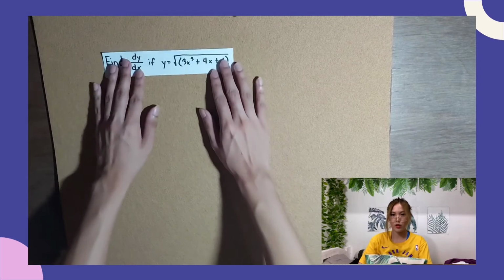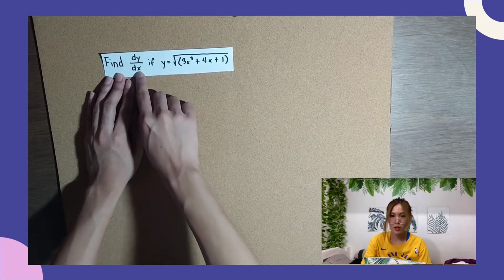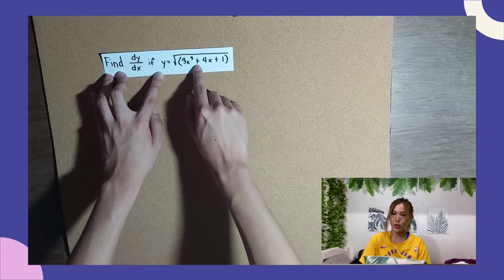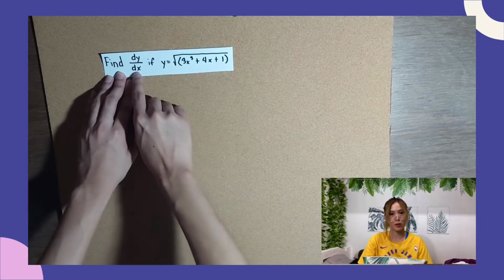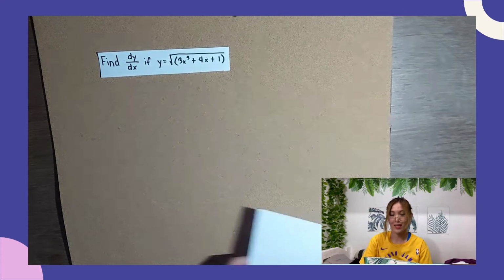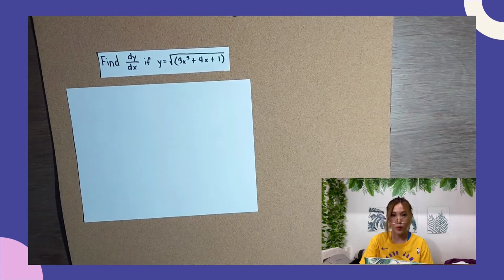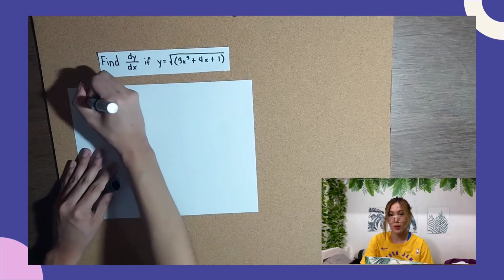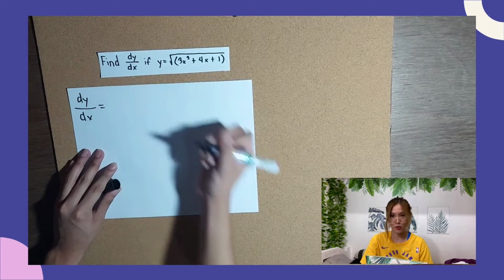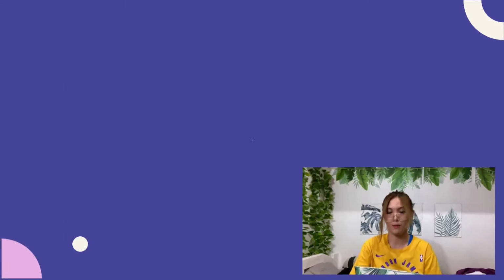With that said, let's try to solve the differentiation problem of dy over dx if y is equal to the square root of 3x to the power of 3 plus 4x plus 1. Here, dy over dx is a notation we use to indicate the differentiation of y with respect to x. To begin solving, we write dy over dx, which means we are now starting to differentiate the expression.